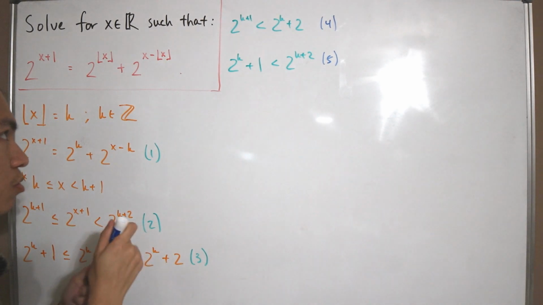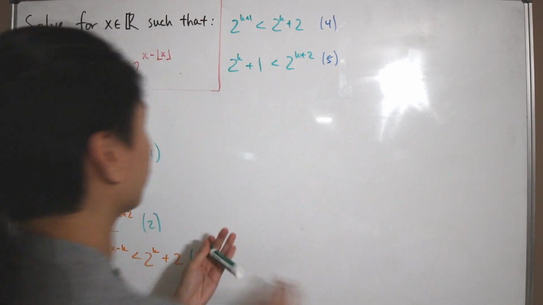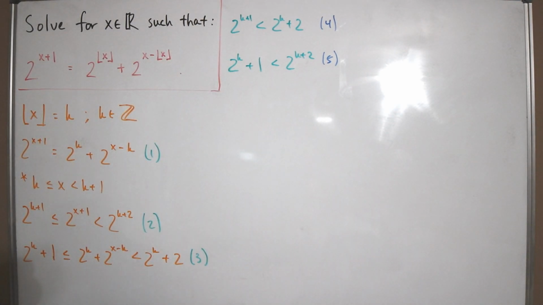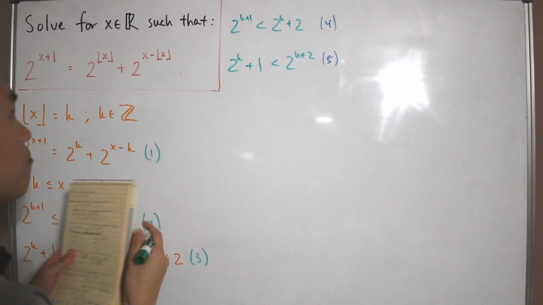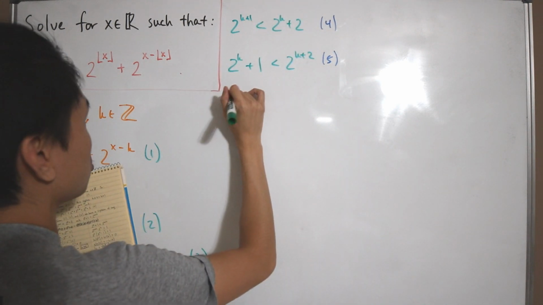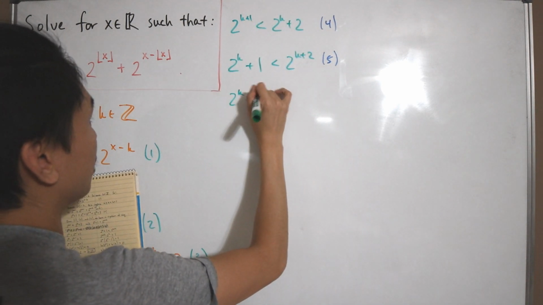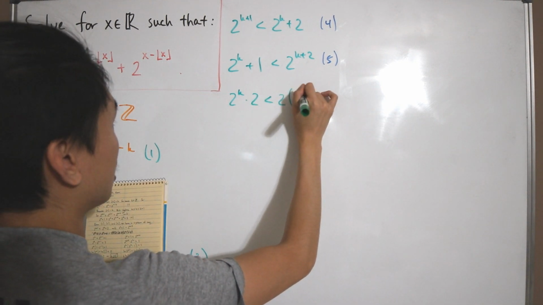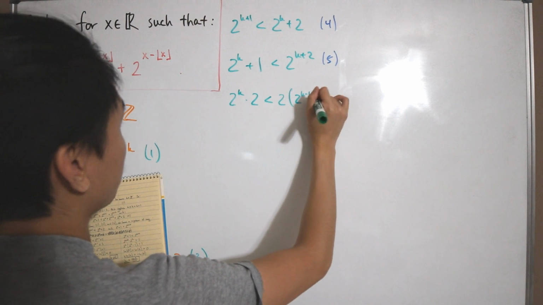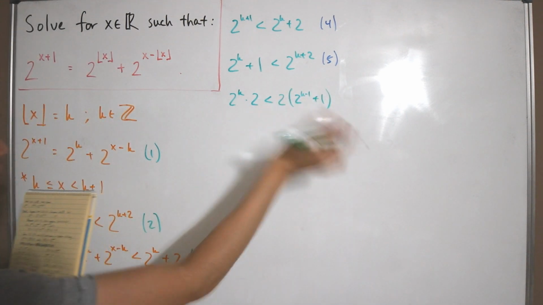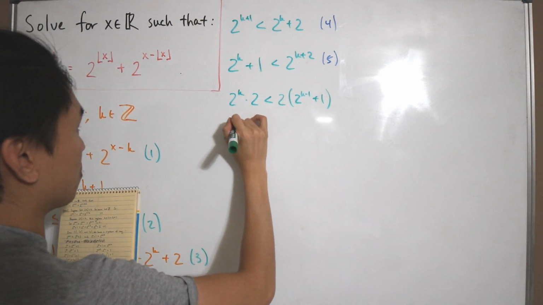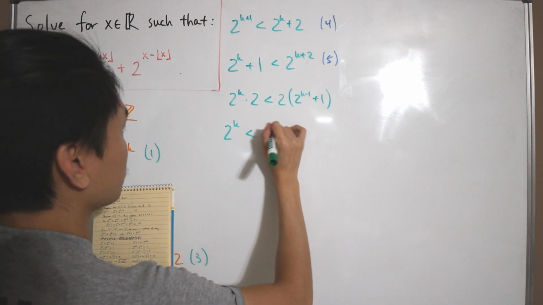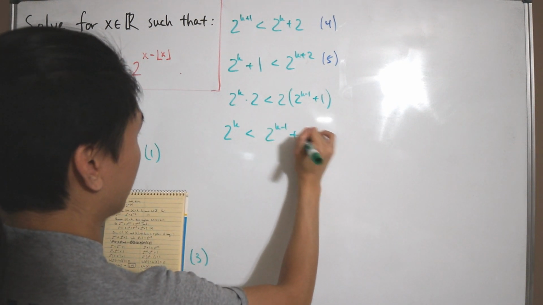Let's look at equation number 4 first. What we can do from here is factor out a 2 from both sides. So I have 2 to the power k multiplied by 2 is less than 2 multiplied with 2 to the k minus 1, and then plus 1. Then of course I can just divide by 2 on both sides. So now I have 2 to the power k is less than 2 to the power k minus 1, and then add this with 1.